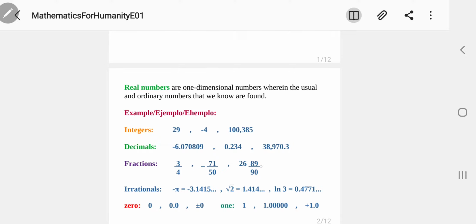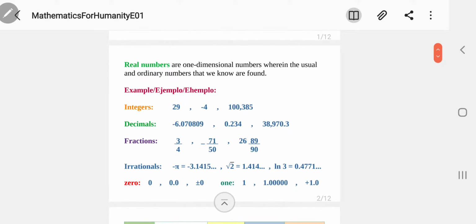So today we're going to start with real numbers. Real numbers are one-dimensional numbers wherein the usual and ordinary numbers that we know are found. These numbers can be found in supermarkets, in books, in magazines, and there are many kinds. There are several kinds of numbers. The first kind are integers.